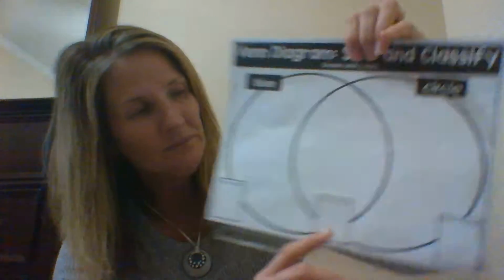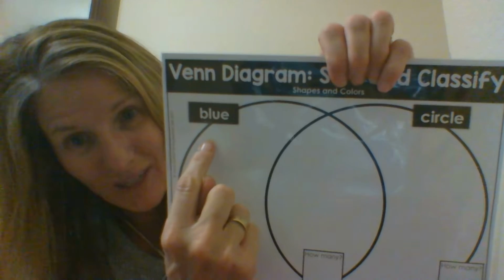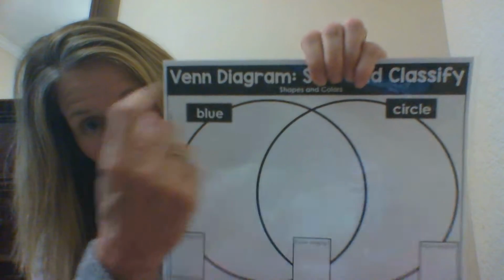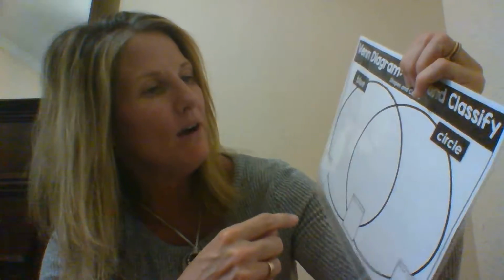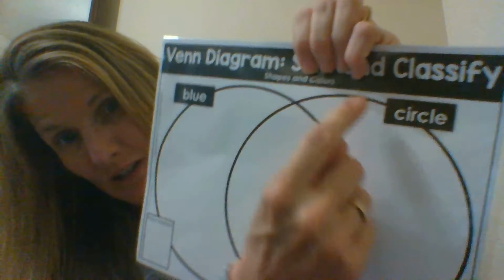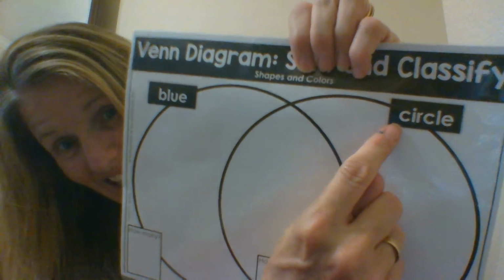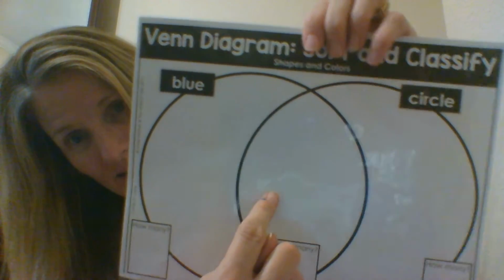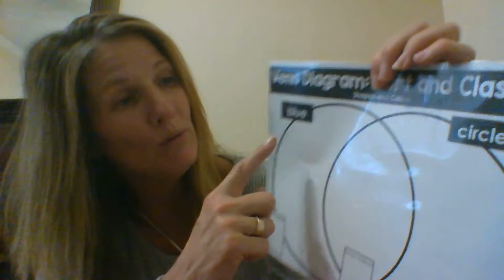So we are going to, and Venn diagrams have a title, right? It says Venn diagrams sort and classify shapes and colors. So B-L-U-E spells what? Good, blue. So in this circle, we are going to put all of the things that are blue. In this circle, we're going to do everything that is circle shaped, right? So what goes in the middle? What goes in the middle? Very good.